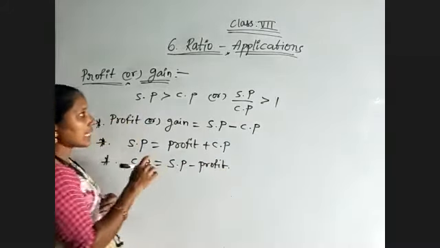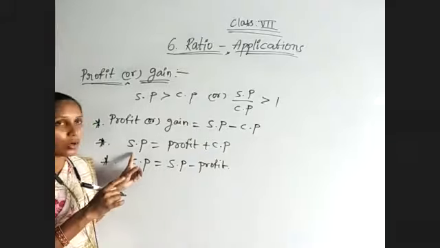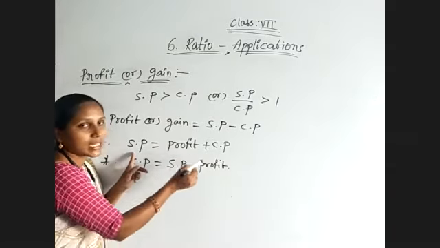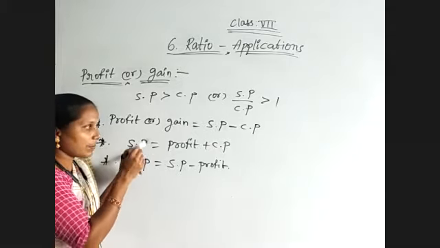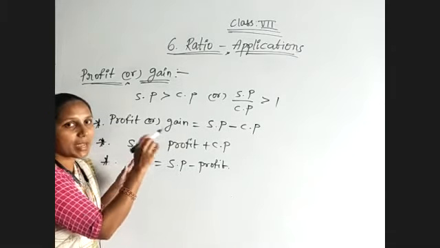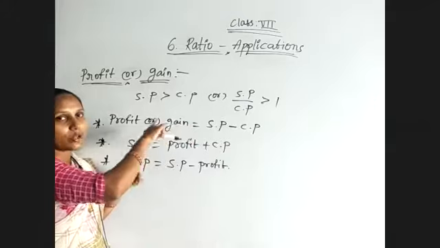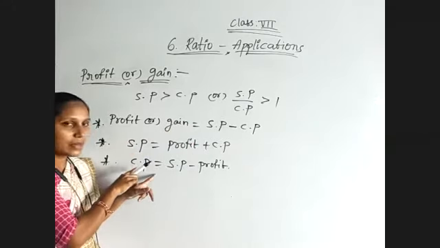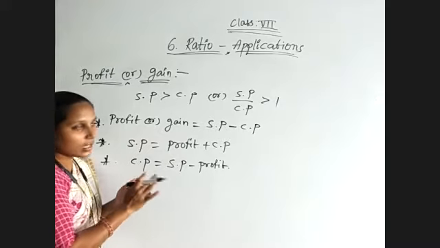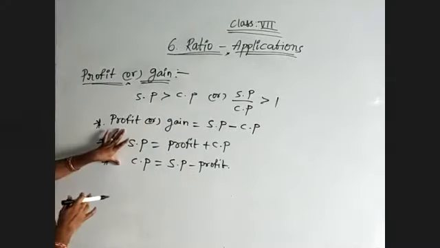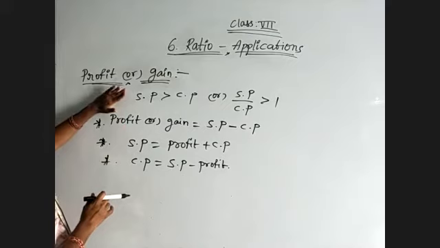Remember, in case of profit, SP is more. That's why we are adding profit and CP. CP plus profit is equal to SP. And for the remaining two, profit is equal to SP minus CP, where SP is the bigger value minus the smaller value. And for CP also, the bigger value is SP, so CP is SP minus profit. Okay? These are the three formulas depending on profit and gain.